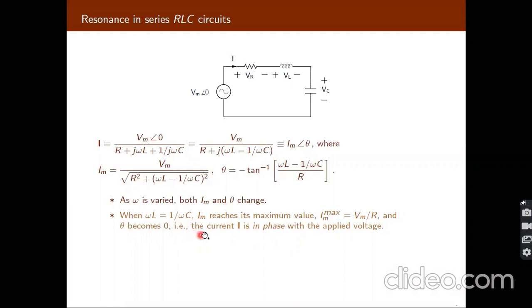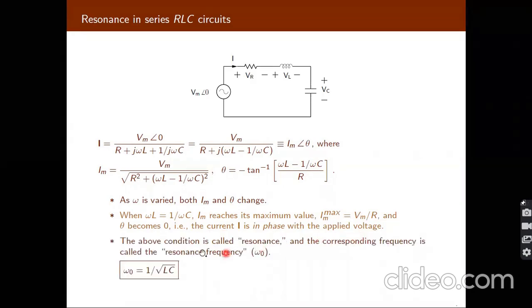So this is the current, Vm by R. That means the circuit is having only the resistive element, so the current I is in phase with the input voltage. That means the phase angle is 0 here. Now the above condition is called resonance, and the corresponding frequency is called the resonant frequency.